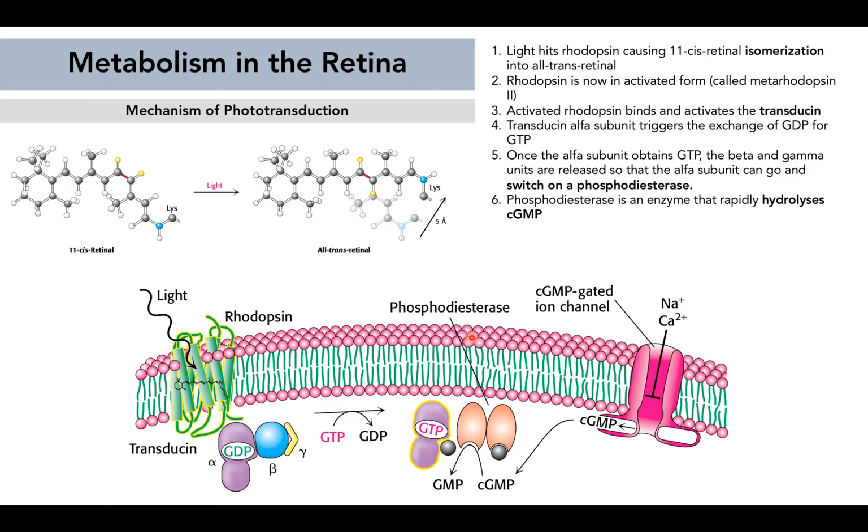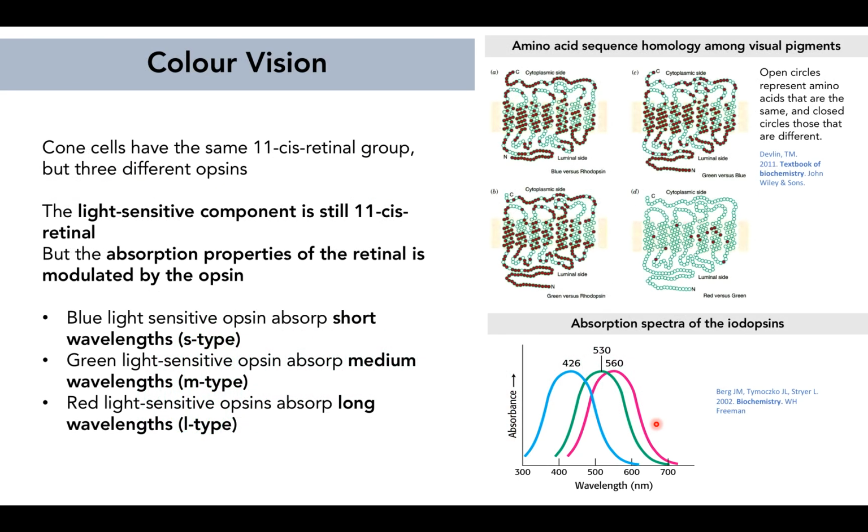The phosphodiesterase units will cause hydrolysis of cGMP. Once cGMP is hydrolyzed, there will be no more cGMP to open the gate. So phosphodiesterase breaks down cGMP, there's no more cGMP left, and therefore the gates are closed. When the gates are closed, this will cause hyperpolarization of the membrane, therefore inhibiting glutamate release and also activating the postsynaptic neurons.